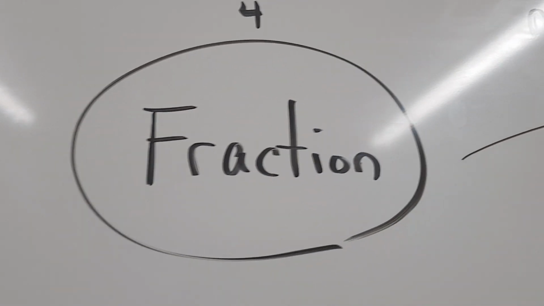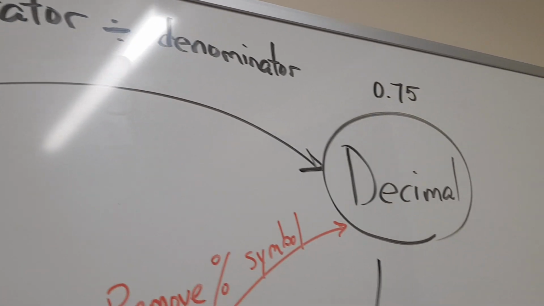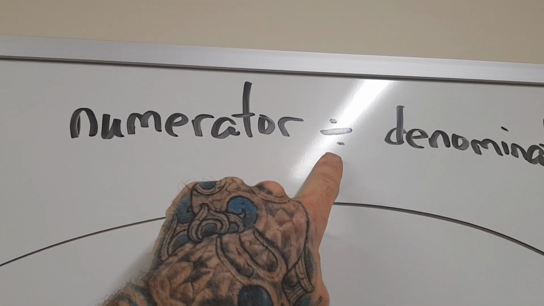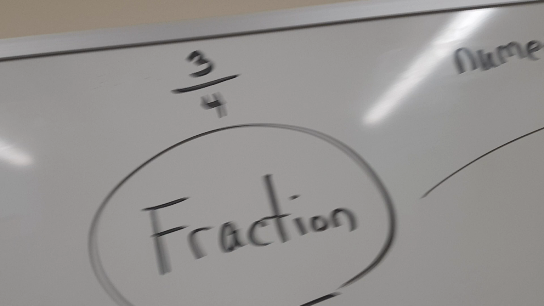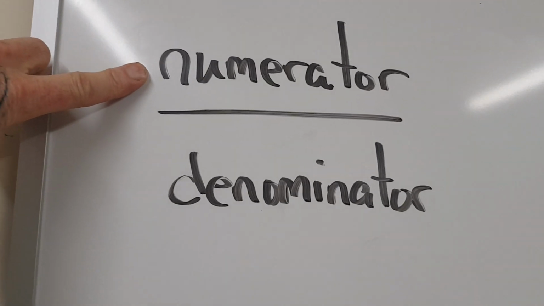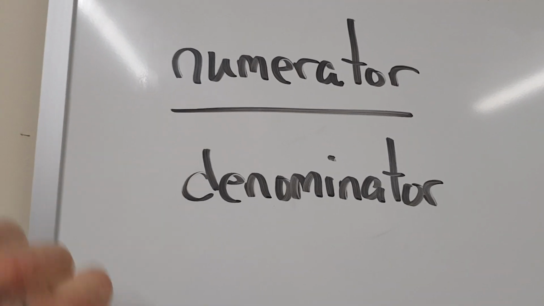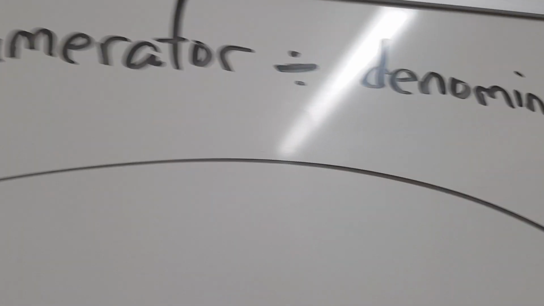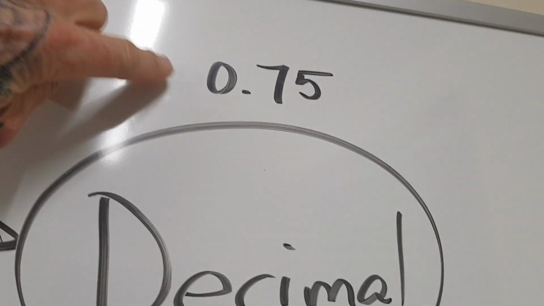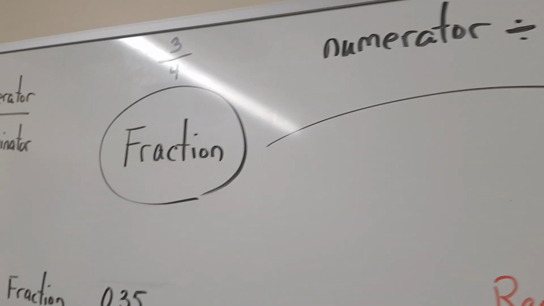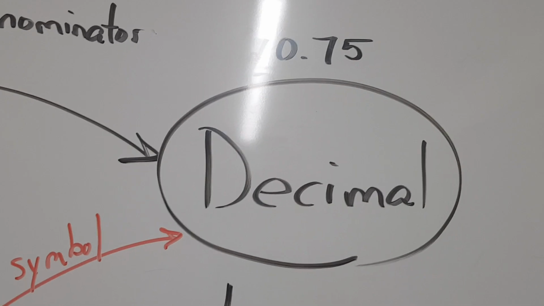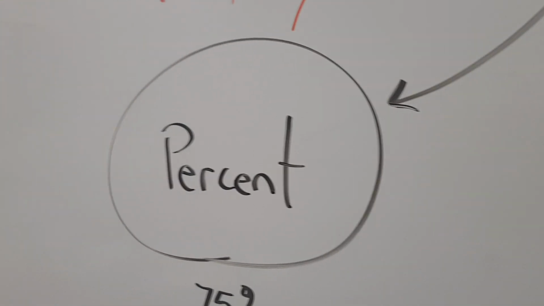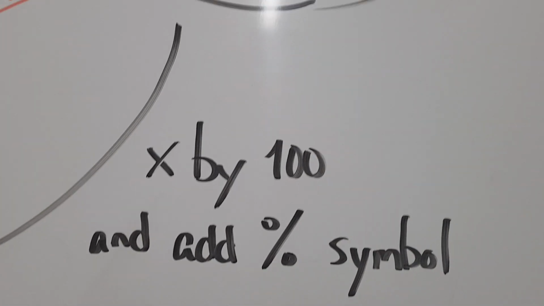If we want to change that fraction into a decimal, what you're going to do is take the numerator and divide it by the denominator. Now we know in a fraction, the numerator is on top and the denominator is on the bottom. So with your calculator, 3 divided by 4 gives us 0.75, and that's how we change that fraction into a decimal.